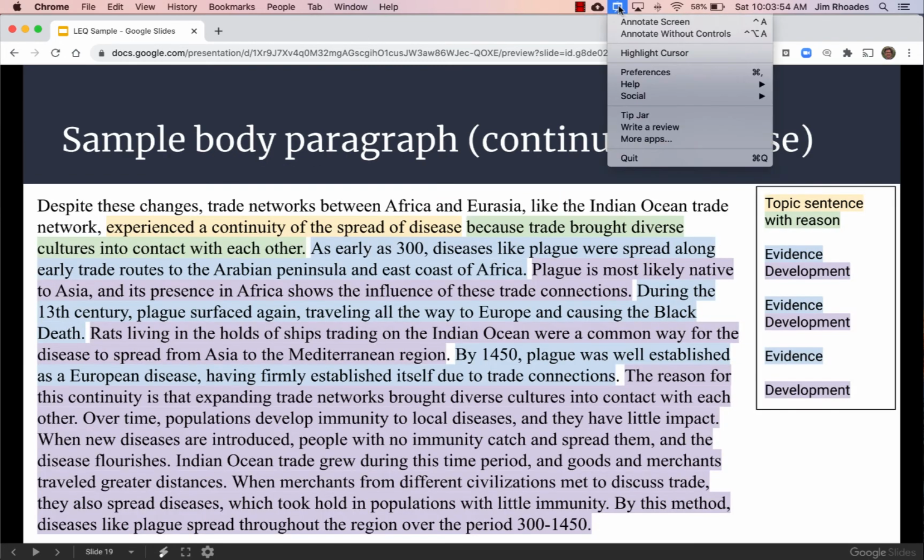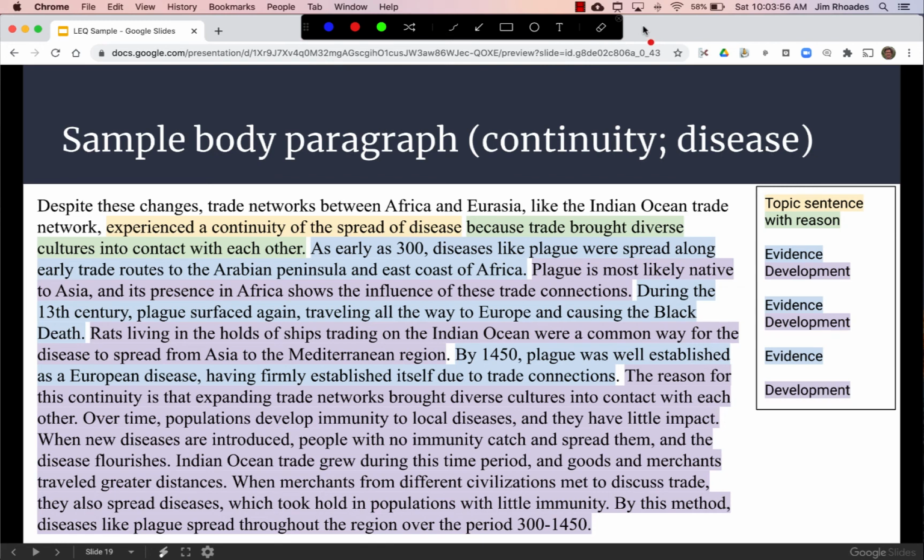You might want to pause and read this paragraph. I'm not going to read it over word for word. You can pause the video and read it. But basically, this is my sample body paragraph for that continuity of disease. So I took half of my thesis, so I have the same T3 and T4, argument and reason.